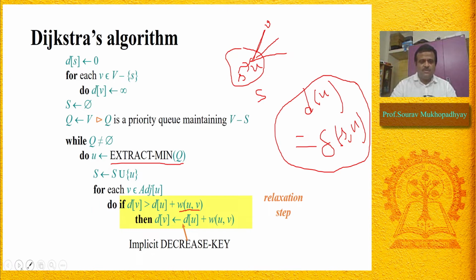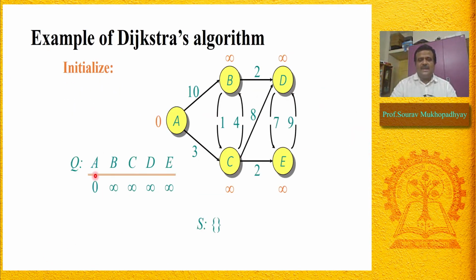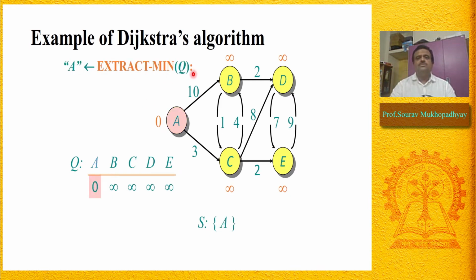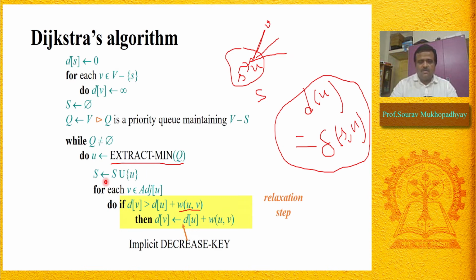If we extract the minimum, who will be the minimum? The minimum is A. So, A will be extracted from Q. That means it will be deleted from Q and we add it to capital S. And now, this is our U. Now, we need to check all the adjacent vertices of this U, and we need to check the relaxation step. For each such V, if we have a better path now, we must update it. So, that is the idea.